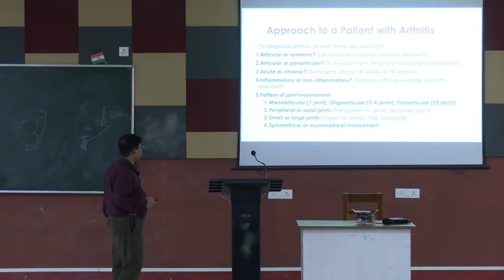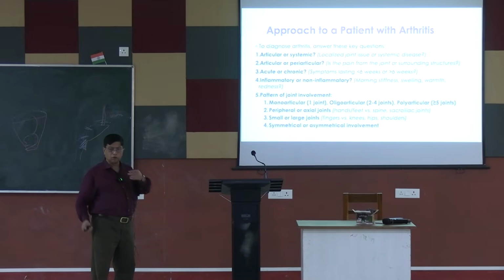Now, approach to a patient with arthritis. To diagnose arthritis, answer these key questions. First, is it articular or systemic disease? You know in many systemic diseases, for example during fever, there is pain in the joints. So systemic disease can cause arthralgia, as in dengue fever. Another name for dengue fever is breakbone disease. There is so much pain in the joints, it feels like the bones are breaking. So dengue fever can also cause severe arthralgia.